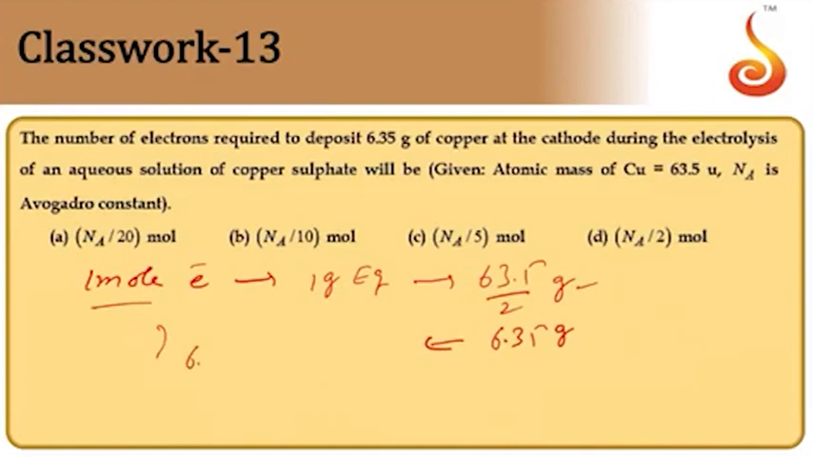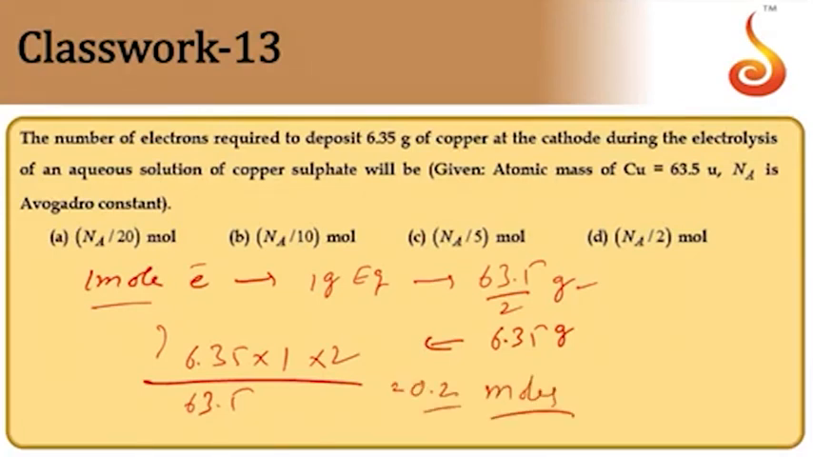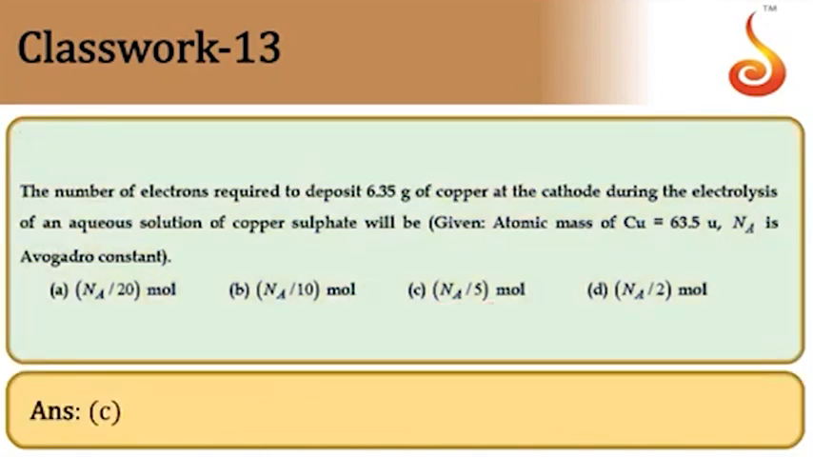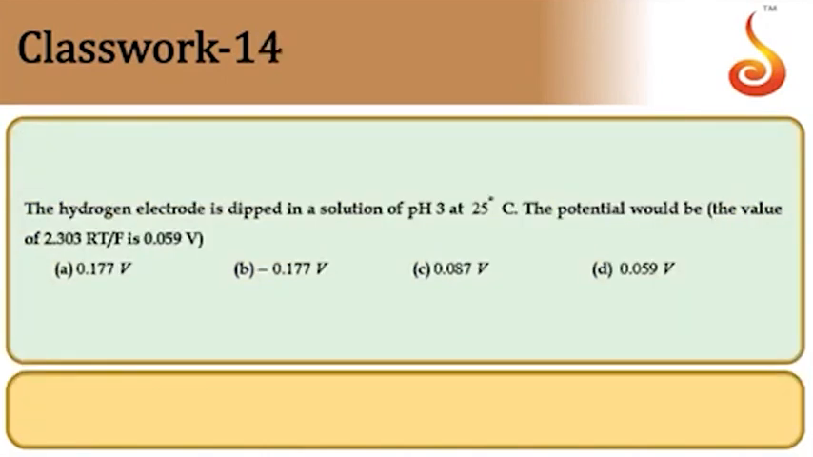Cross multiplying, 6.35 into 1 by 63.5 by 2, that goes to the top. So we are getting 0.2 moles, and 0.2 will be 1 by 5. The answer is option C. So 1 mole of electrons deposits 1 gram equivalent, and 1 gram equivalent of copper means atomic mass by valency, which is 2. So this many grams needs 1 mole, and we require 6.35 grams only. Then how many moles? So it is N by 5.